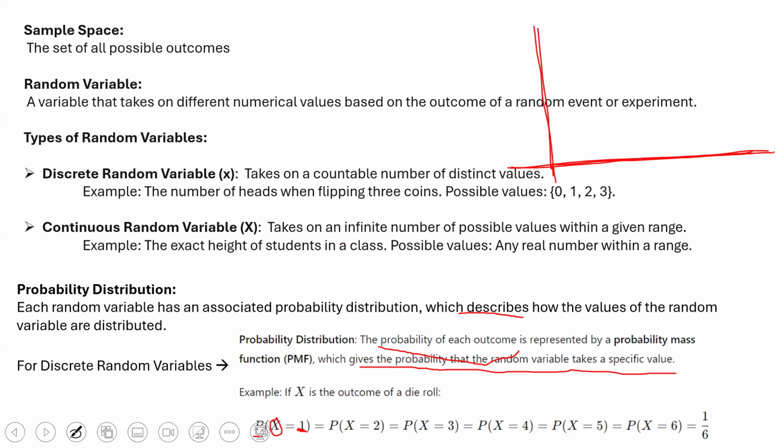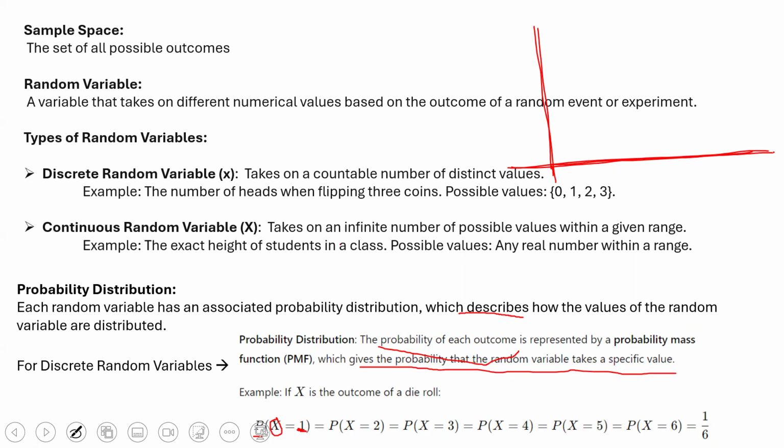What does probability distribution say? Probability distribution basically represents the probability of a random variable taking a specific value. What is a random variable? It is a variable that takes on different numerical values from the outcome of an experiment. Rolling a dice is the experiment, and the outcomes that are possible with that experiment are 1, 2, 3, 4, 5, and 6.